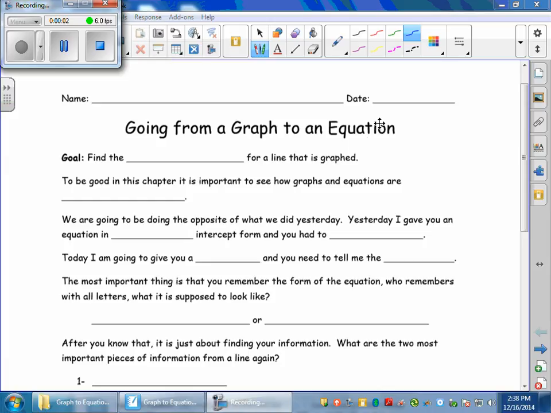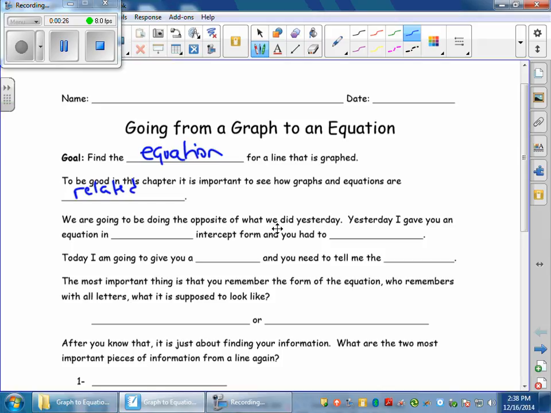All right, guys, so here are my notes from going from a graph to an equation. My goal today is for you to be able to find the equation for a line that's graphed. To be good in this chapter, it is important to see how graphs and equations are related. So we're going to see how graphs and equations are related.